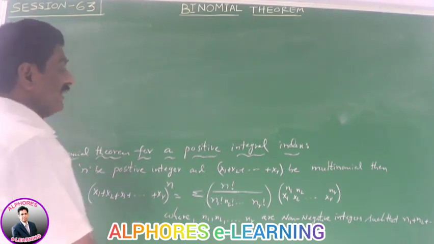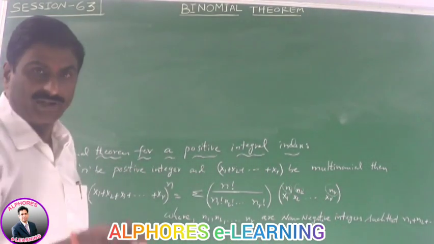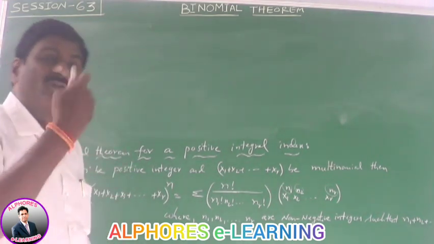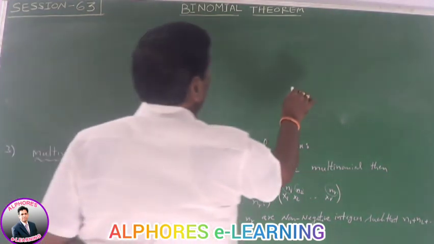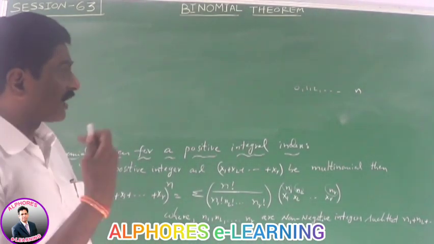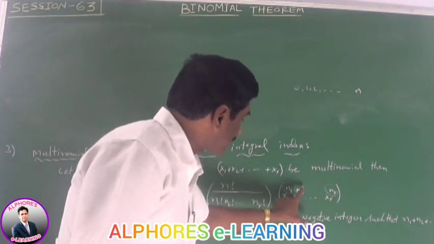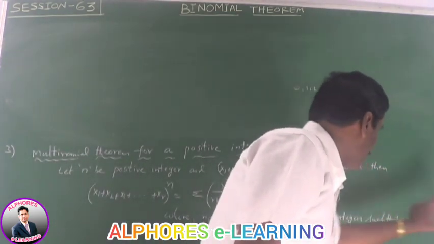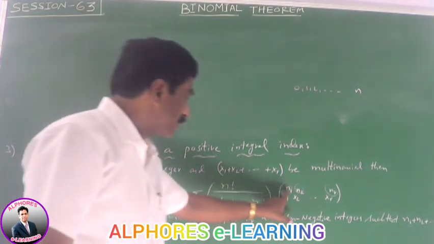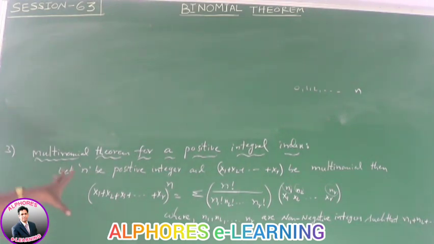Please observe this value. These powers n1, n2, n3, so on n suffix r are non-negative integers. What are the non-negative integers? The integers other than negative values are said to be non-negative. That means these values are 0 or 1 or 2 or so on up to n. And at the same time, the sum of these indexes, that means n1 plus n2 plus so on n suffix r, is equal to the multinomial index n. It is very important. Okay? It is the multinomial theorem.